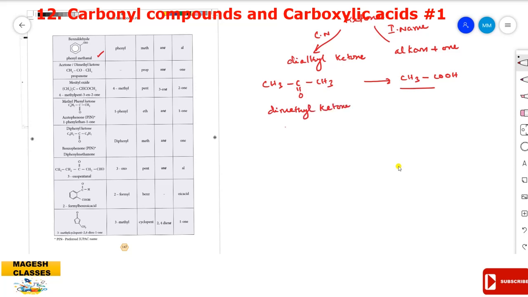What's the IUPAC name? The long chain consists of 3 carbon atoms, and so it is prop. All are single bonds, and the suffix is one. So it is propanone. Clear?